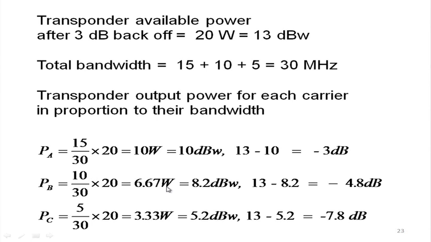Similarly, for station B, the bandwidth ratio is 10 by 30, 1/3 of 20 watt. So, 6.6 watt and 8.2 dBW is required, and this is the apportionment in terms of dB. And station C takes 5 by 30, because this is a 5 megahertz bandwidth. So, it takes less power, 3.33 watt, which in terms of dBW is 5.2 dBW, and this is the apportionment.